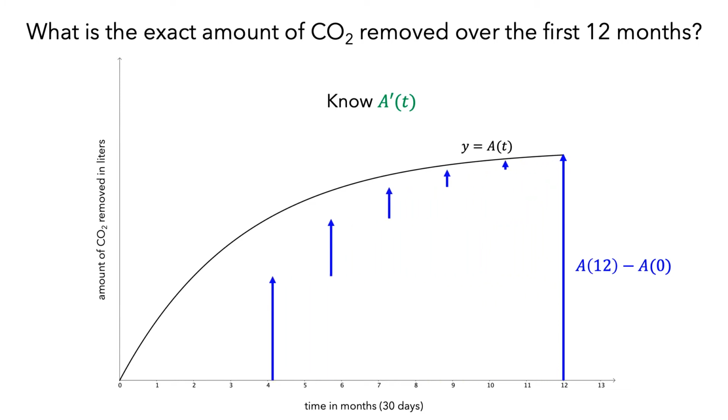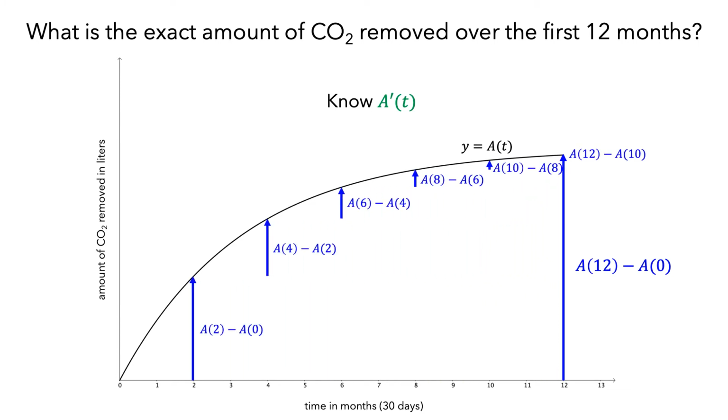But how do we approximate the amount of CO2 removed over each 2-month interval? Well, we know the rate at which the scrubber removes carbon dioxide from the air. So, for the first 2-month interval, we can make an approximation by assuming that the initial rate of CO2 removal is constant over the first 2 months, and then computing the product of the initial rate and duration of time. When we do this, we're using the value of the derivative at t equals 0 to predict the value of A at t equals 2.